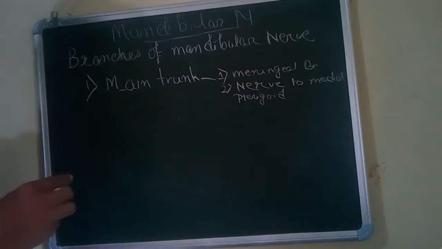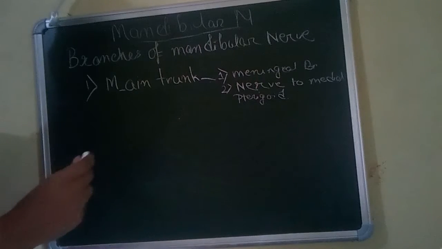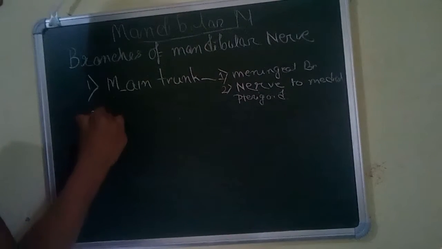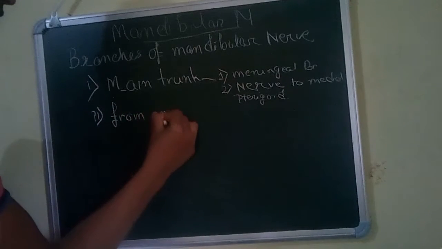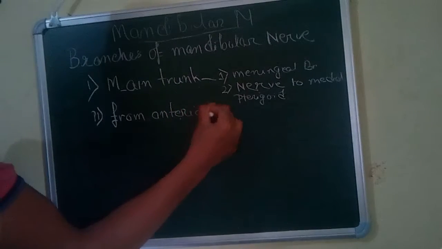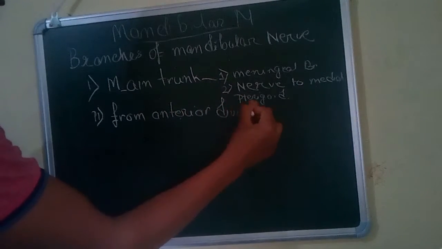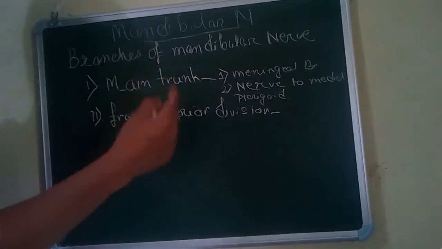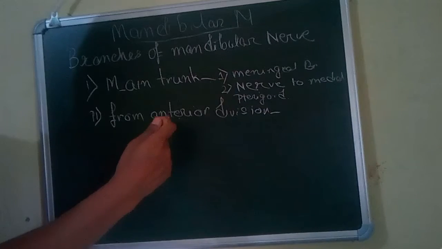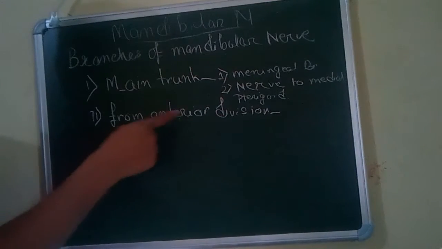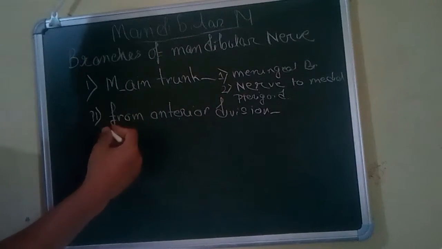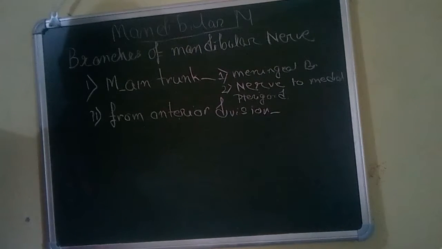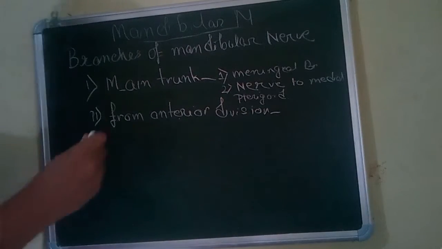Now the anterior division. From the anterior division, it gives rise to 3 motor branches and 1 sensory branch. Number 1 is the nerve to lateral pterygoid muscle.